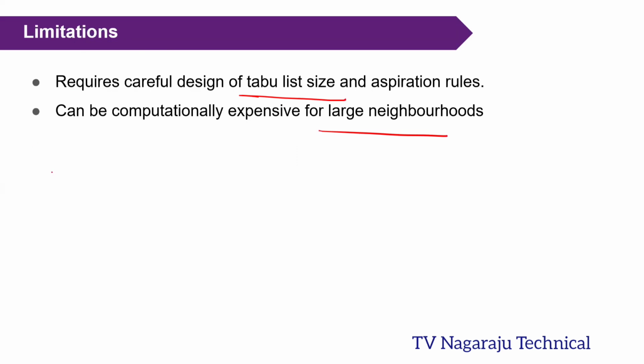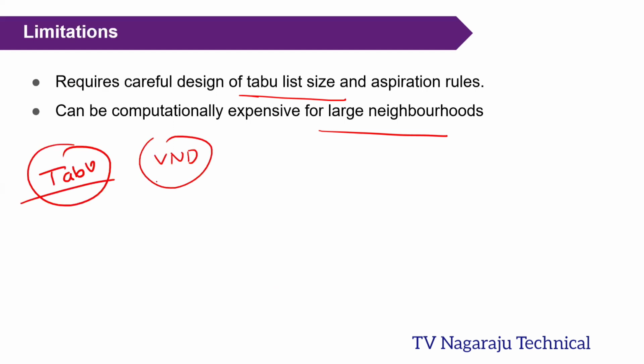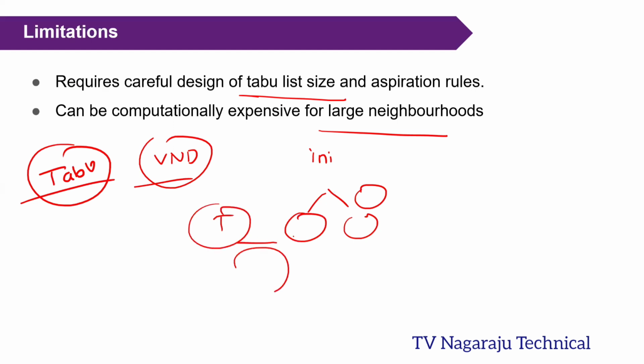This is the final tabu search algorithm. Compared to VND, which maintains multiple neighbors, tabu search maintains a single neighbor. Simple concept: start with the initial solution, generate the neighbors, pick the best admissible neighbor, update the tabu list, and continue until the stopping criterion occurs. Clear? That is the end of tabu search. Thank you.